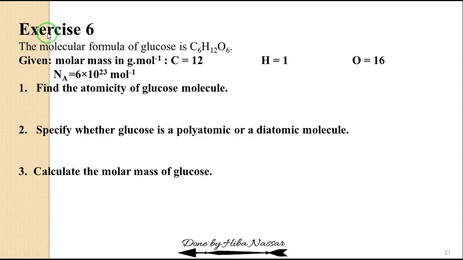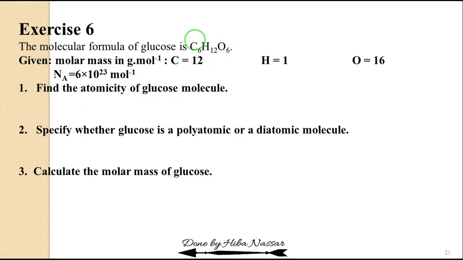Now moving to exercise number 6. The molecular formula of glucose is C6H12O6. Given the molar masses in gram per mole respectively for carbon 12, for hydrogen 1, and for oxygen 16, and you have the Avogadro's number. Question number 1. Find the atomicity of a glucose molecule.